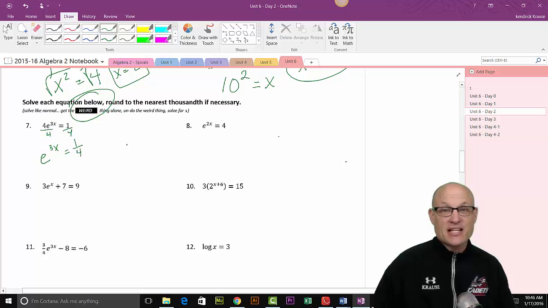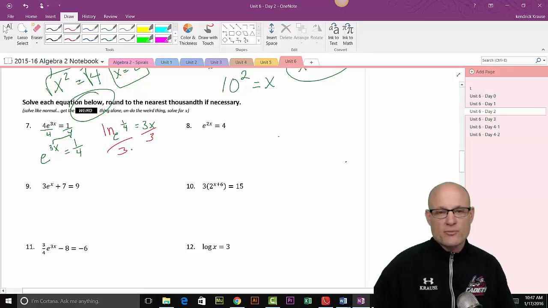Now, this is a slightly different case. I still want to change this to a logarithm. And normally what I would do is change the form. Leave the base the same, log base e, and then these two things would switch. Of 1/4 is equal to 3x. But when we're dealing with e, we don't want to use log. We want to use its inverse function. And the inverse function of a base e is the natural log. And you have to use the natural log. Okay. So then we divide by 3. So that's just one thing you have to be aware of.